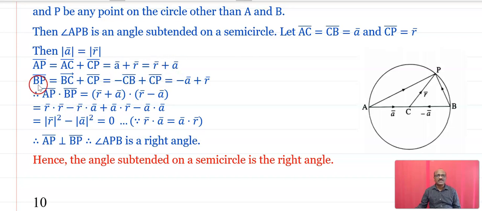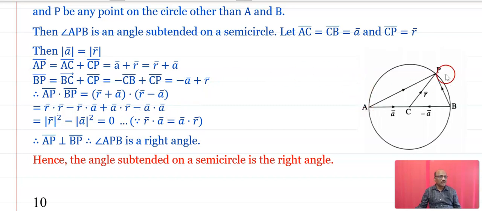Okay. Next is BP bar. Now what is BP bar? BP bar means BC bar plus CP bar. And BC bar means minus CB bar plus CP bar. And what about the CB bar? CB bar is A bar, so minus A bar plus R bar. That is BP bar. BP bar is minus A bar plus R bar.